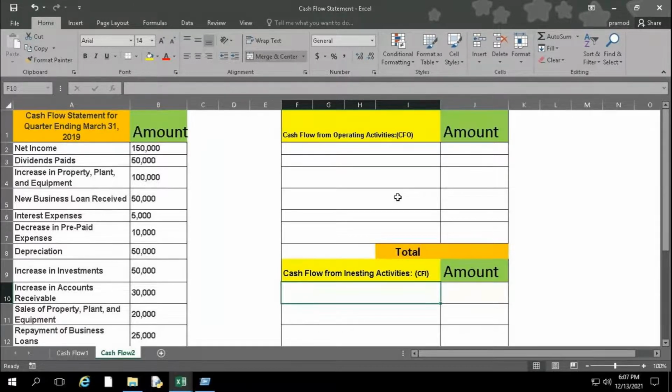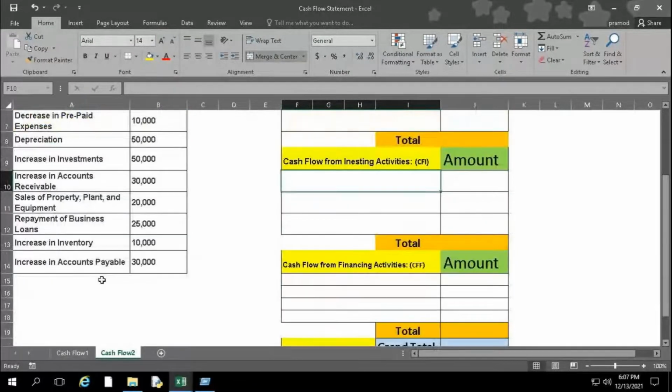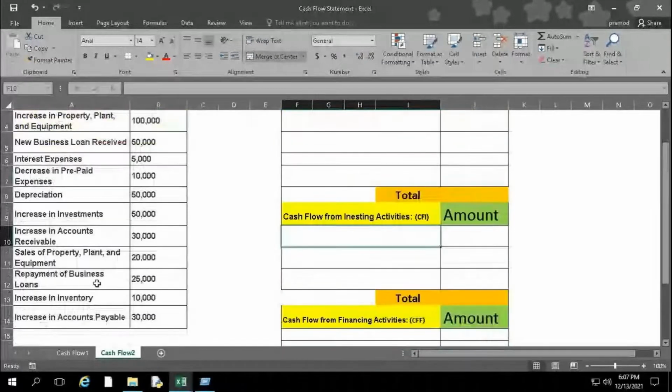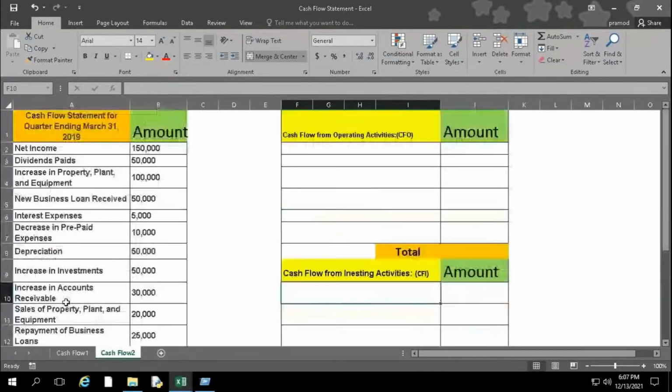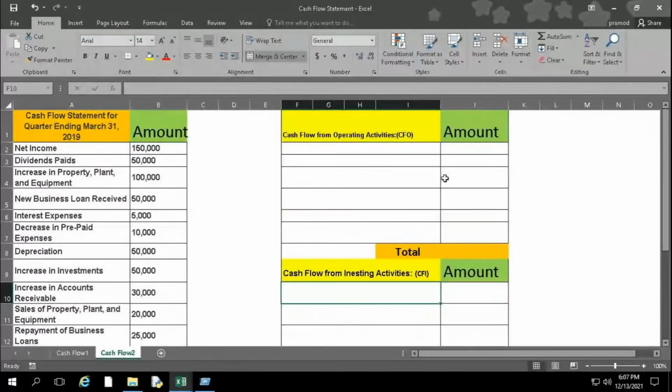Increase in accounts receivable is in operating or financing, sir? Operating, CFO. Increase in accounts receivable will be negative, no, sir? And accounts payable will be positive? Yes, increase in payable will be positive, and increase in receivable will be negative, minus.